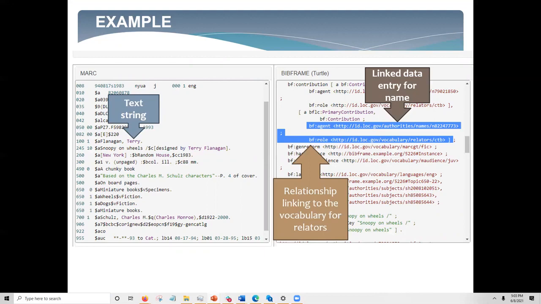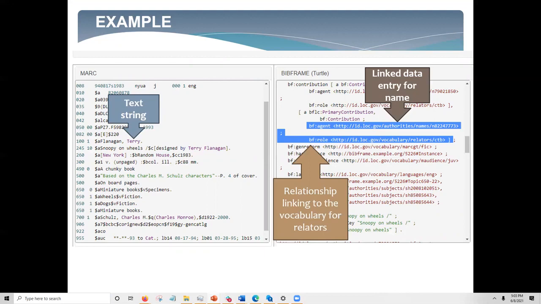But what I do want you to pay attention to is when you look here at the 100 field, there's that text string, Flanagan, Terry. Now, this is designed by Terry Flanagan, so we could put something there. We could put a relator code there. The person who created this record chose not to do that. That's fine. It's not required.